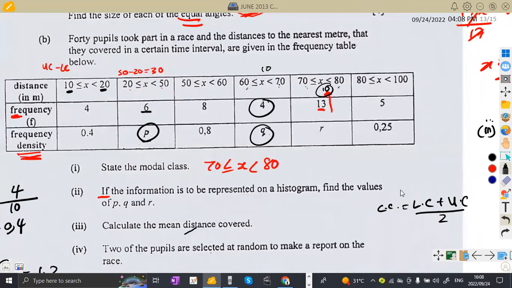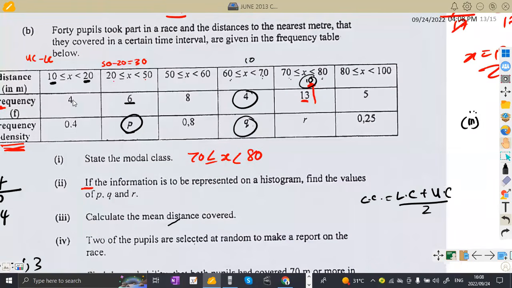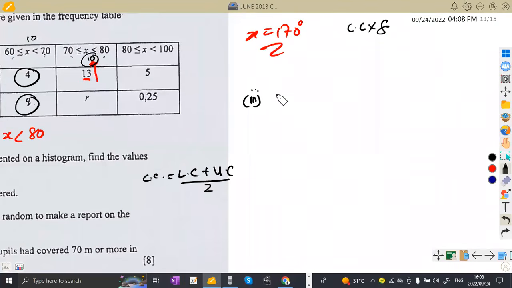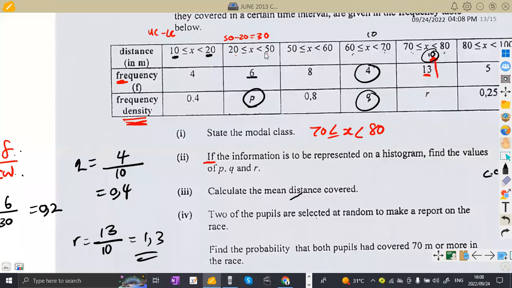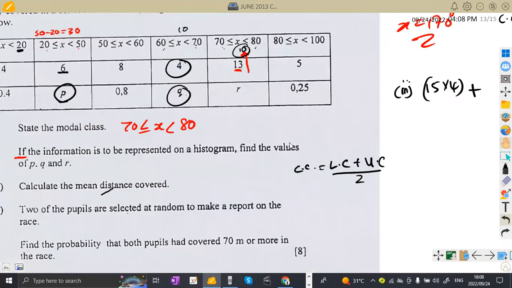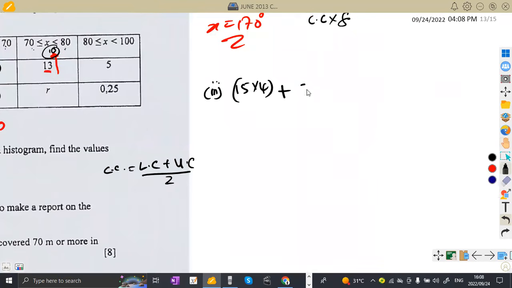So that's what you do for all these classes. So 15 times the frequency. Now the frequency is 4, so it's 15 times 4. Plus you move on to the second class, up to the last class. Here you add 20 to 50, which is going to give you 35, times the frequency, which is 6. So it's 35 times 6.